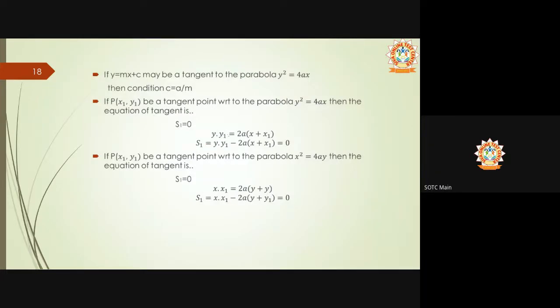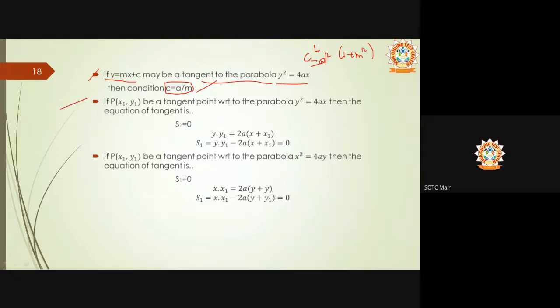Next, if y is equal to mx plus c is a tangent to the parabola y square is equal to 4ax, then the condition is c is equal to a by m. So this is the condition that we follow. In the case of the circle, we saw the condition c square is equal to a square into 1 plus m square. Similar to that, here c is equal to a by m.